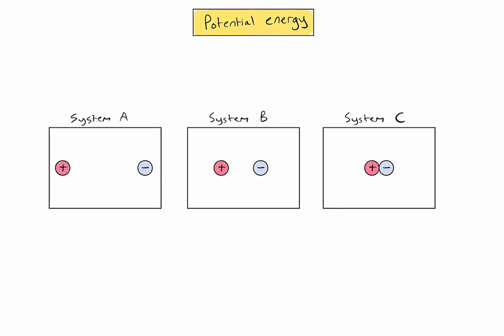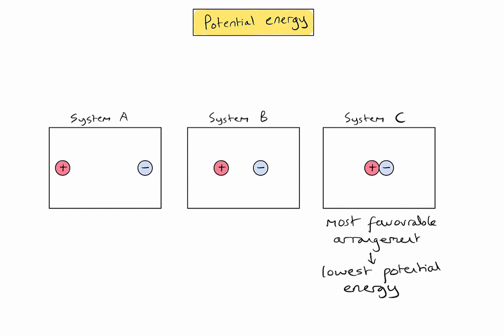Here are three systems, and each system contains a positive and a negatively charged particle. And with our understanding of electrostatic forces, we should know that oppositely charged particles will be attracting one another. If the two particles are attracting each other, then the most favourable arrangement of them would be when they are as close together as possible. So in this example, system C would be the most favourable arrangement. Therefore, it is the lowest potential energy system of the three, and would be considered stable, or the most stable of those three systems.